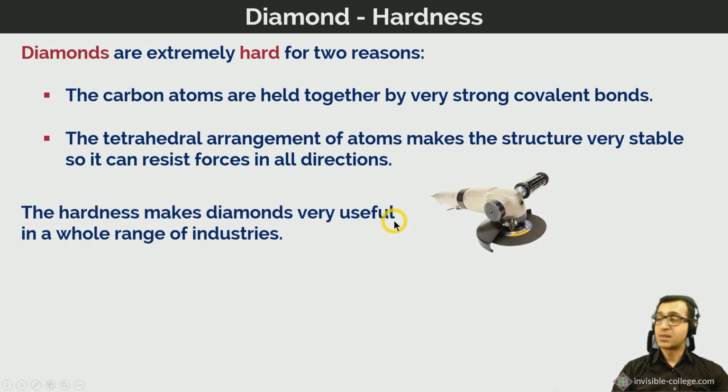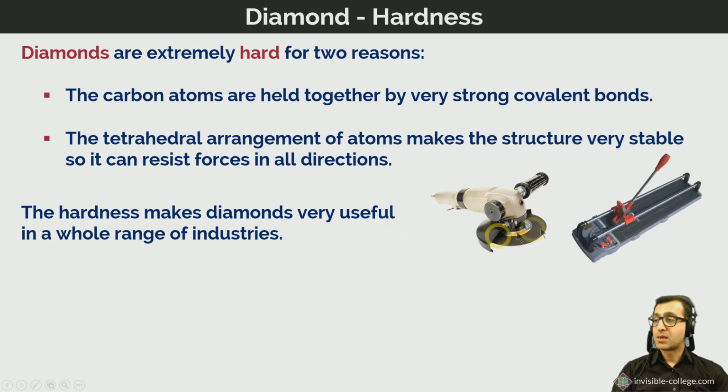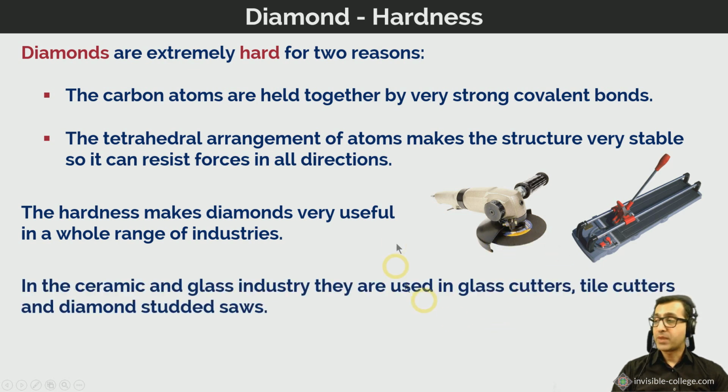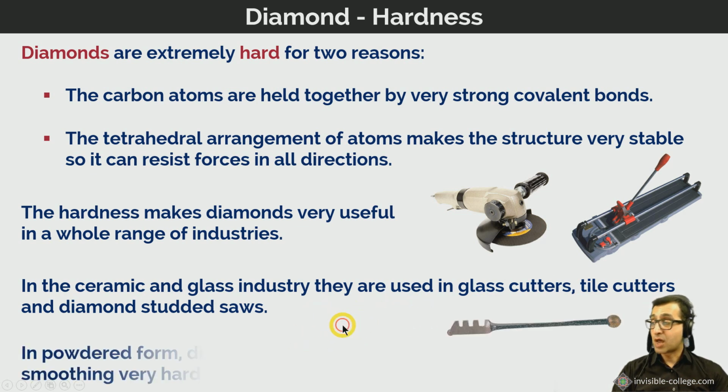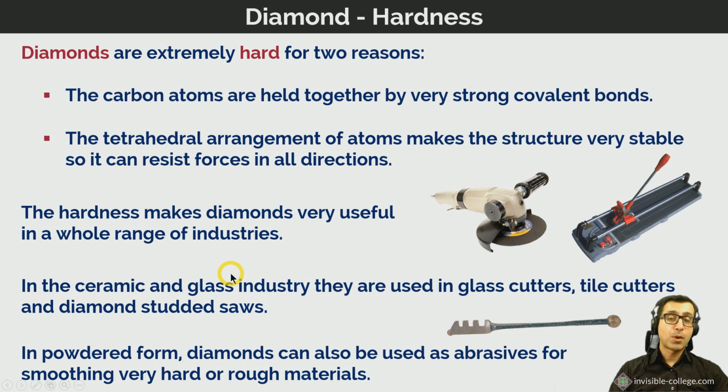So for example, it can be used in saws as diamond blades or diamond drills to cut through very hard materials. It can also be used in tile cutters. It can be used in the surfaces of glass cutters, and so on. Now powdered diamond can also be used as abrasives for smoothing very hard or rough materials down. So diamond has a lot of uses in industry for this reason.